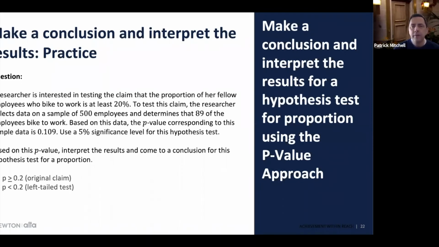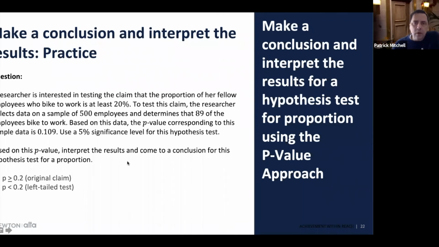Based on this data, the p-value corresponding to this sample data is 0.109, so that's exactly the same p-value that we found in the coupon example. Actually, when I was preparing this PowerPoint, I didn't notice that. And so I think I explained, again, where that 0.109 comes from. Use a 5% significance level for this hypothesis test. Based on this p-value, interpret the results and come to a conclusion for this hypothesis test for a proportion.